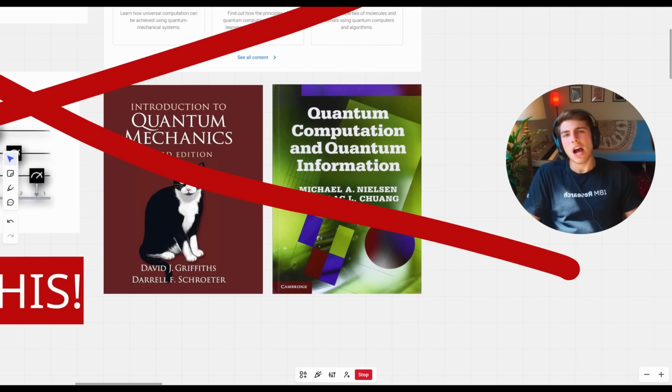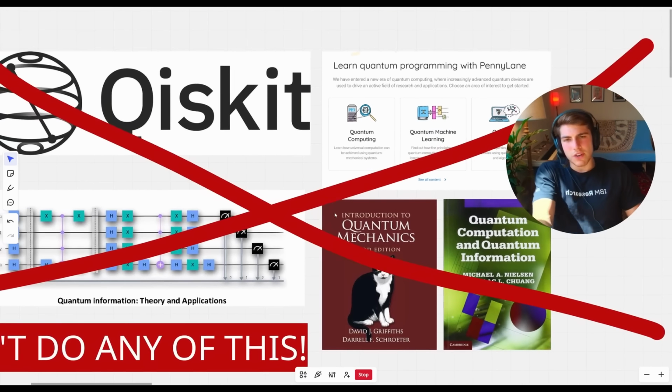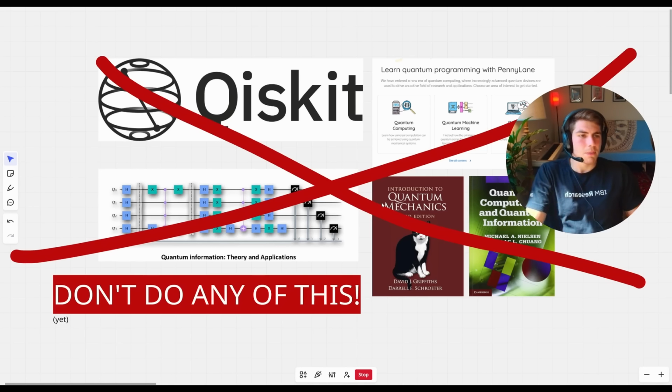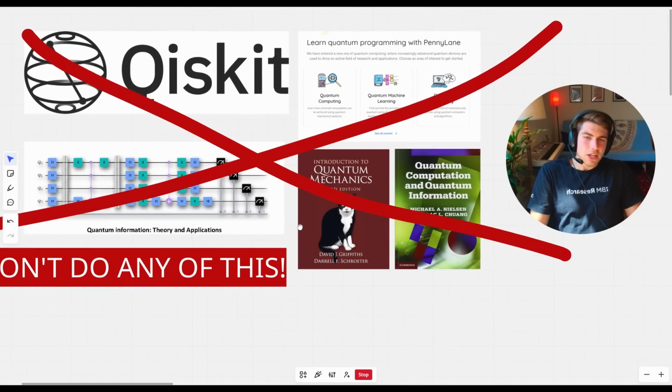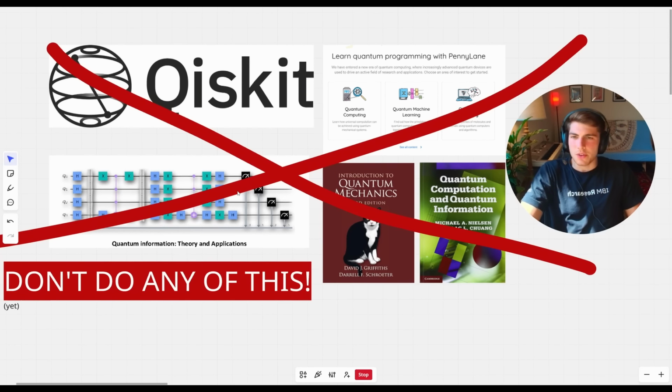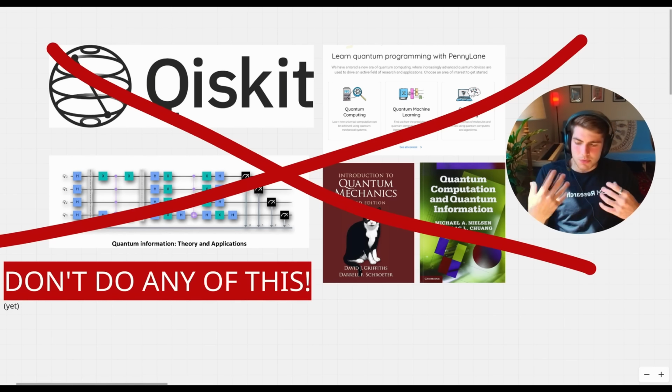Like, if you Google how to learn quantum computing, you just get force fed all this stuff. It's really frustrating, right? Because that's not the type of thing that is going to actually help you get a career in quantum computing. So don't do any of this yet, at least. Okay. You can start with foundational stuff. You don't need to know all the theory and whatnot. You need to just know a little bit about it. You need to know some sort of basic understanding.